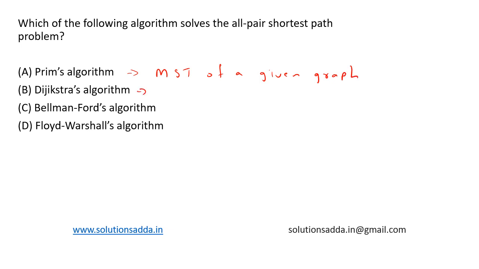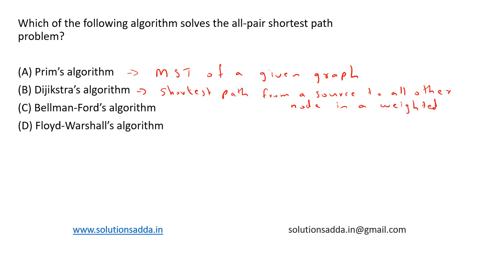Dijkstra's algorithm. It is used to find the shortest path from source to all other nodes in a weighted graph.